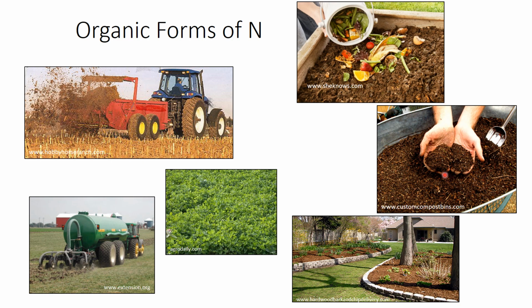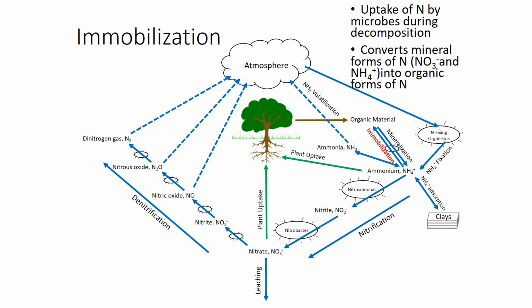So some organic forms of nitrogen include manure, which can be spread or injected. Could be green manures and cover crops. Could be compost. Could be wood chips, or pretty much anything that's carbon-based that's applied to a soil. Those are organic forms of nitrogen. So that's the mineralization process, taking organic forms, allowing the microbes to decompose it, and then adding that to the soil and releasing ammonium.